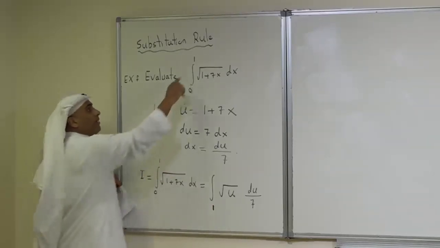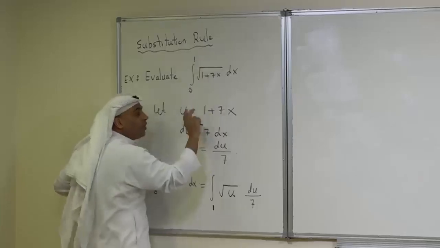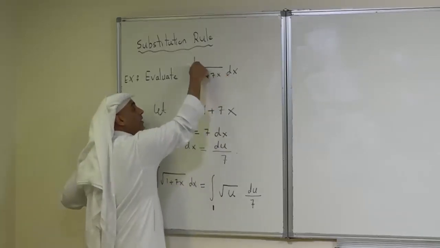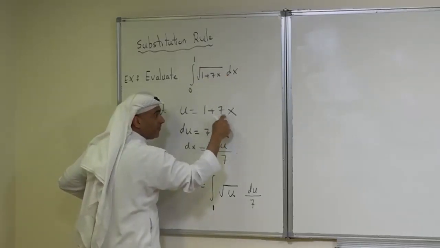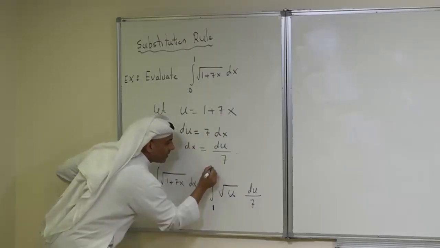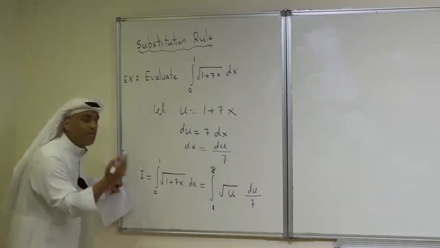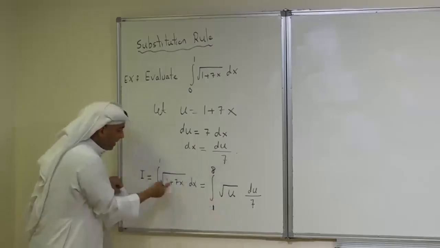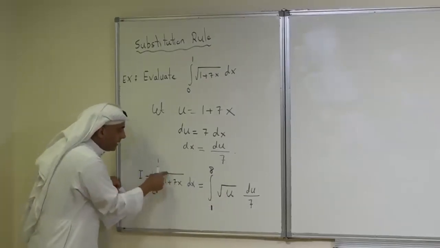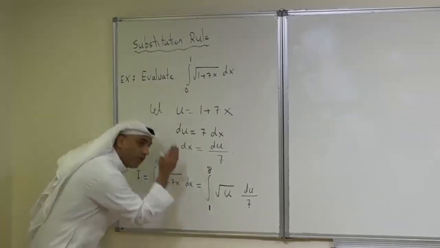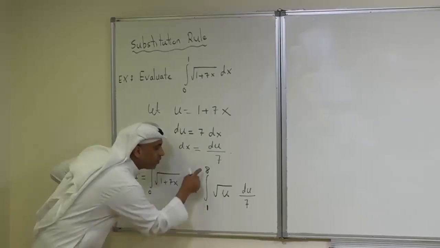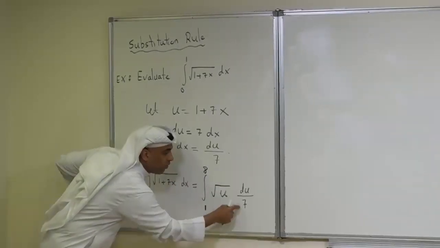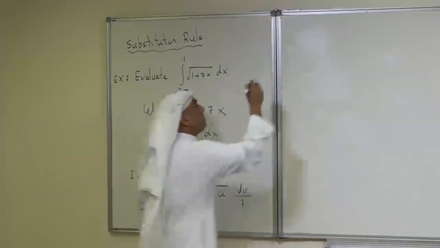In the same way, if x equals 1, u equals what? x equals 1, so this is 7 times 1 is 7, plus 1, that is equal to 8. So this is the new form of the integral now. The integral from 0 to 1 of radical 1 plus 7x dx is equivalent to integrating from 1 to 8 radical u du over 7. Okay, let us now do the calculation part.